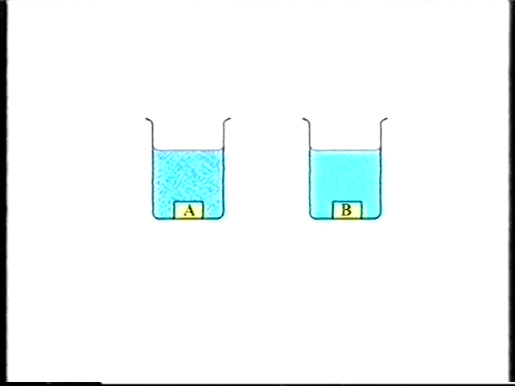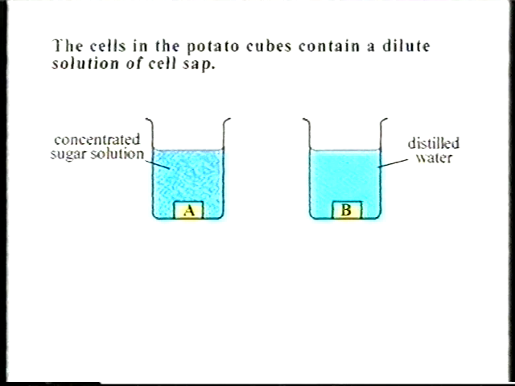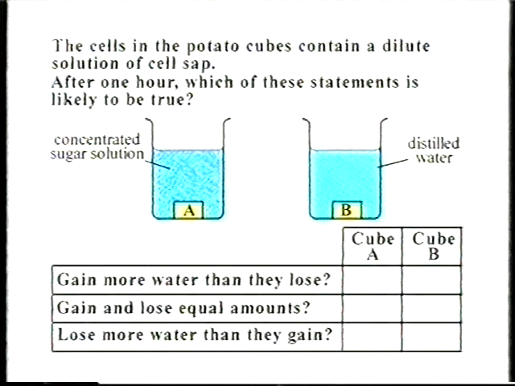Here's a sample question about osmosis in plant cells. The diagram shows two cubes of potato, A and B. Cube A is in a concentrated sugar solution, and cube B is in distilled water. The cells in the potato cubes naturally contain a dilute solution of cell sap. After 1 hour, which is likely to be true for cube A and cube B? Do they gain more water than they lose? Do they gain and lose equal amounts? Or do they lose more water than they gain?